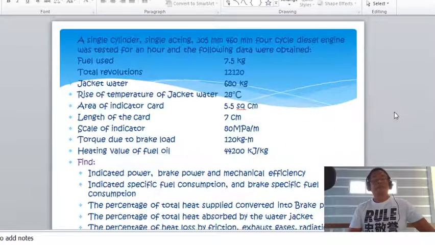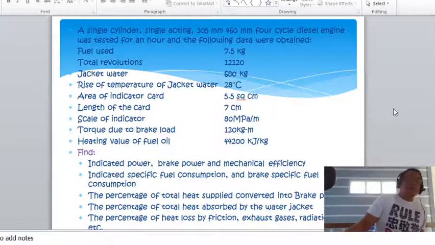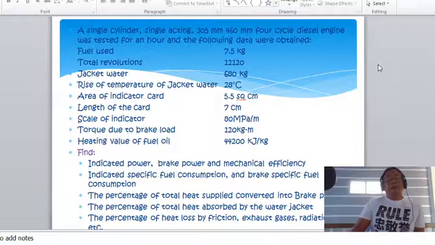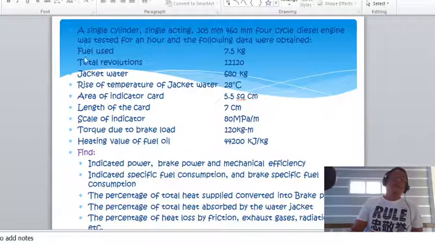Okay? So, let us now consider an example, in order for the formulas above or in the previous discussion to be applied. Okay, so let us now take this example.